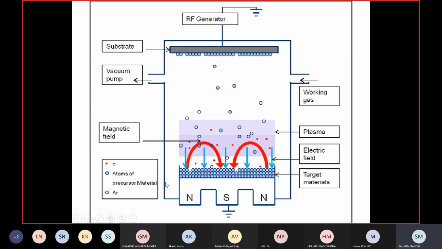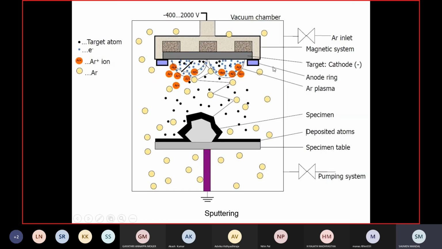So this is one plasma chamber. This is, you can say, a modified version of physical vapor deposition. In physical vapor deposition, what we are doing is melting and then evaporation. But in this case, what is happening is there is an RF generator, and using this RF generator, this is the substrate, and this is the target material, and this is the substrate side. So this is the target.